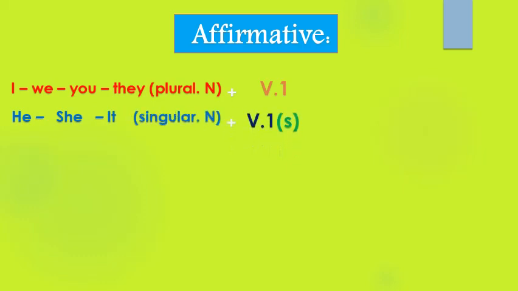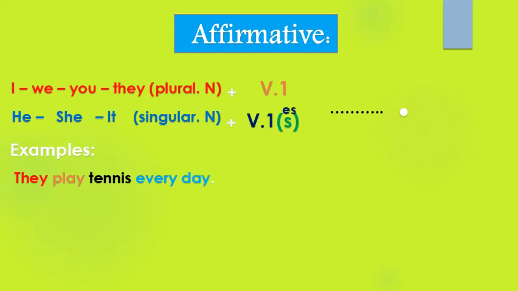Okay guys, now let's talk about the affirmative form of the simple present. So here we have, if the subject is I, we, you, they or any plural noun, we add verb 1. And if the subject is he, she, it or any singular noun, we add verb 1 plus s or es. Then we complete the sentence. So here we have examples.